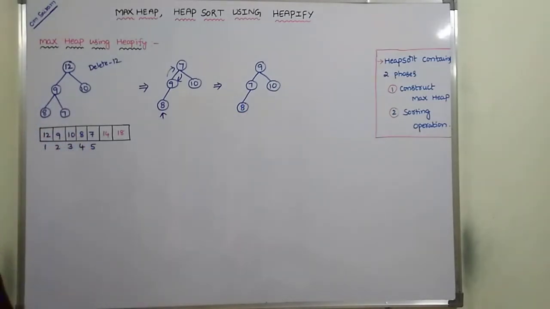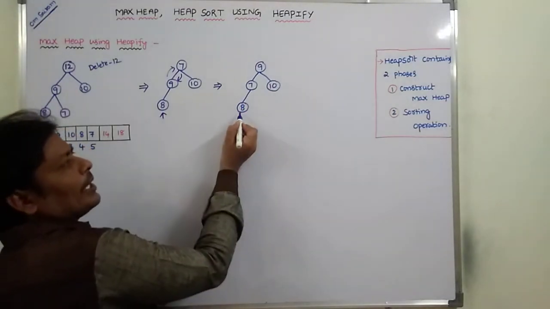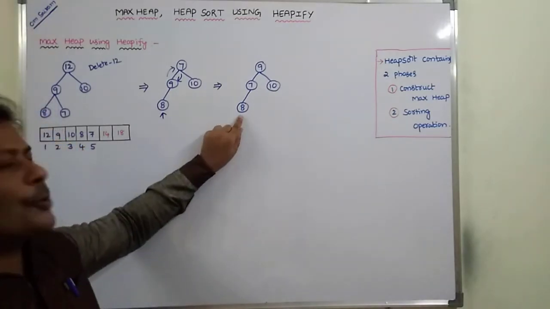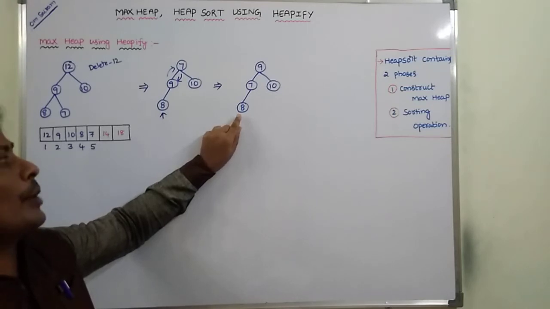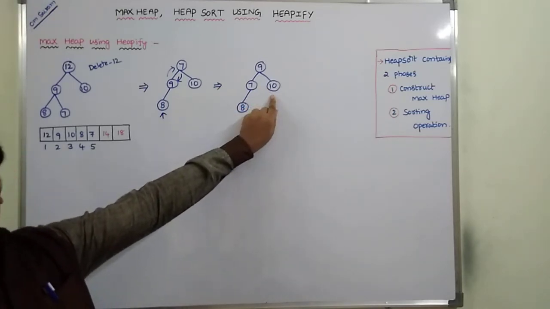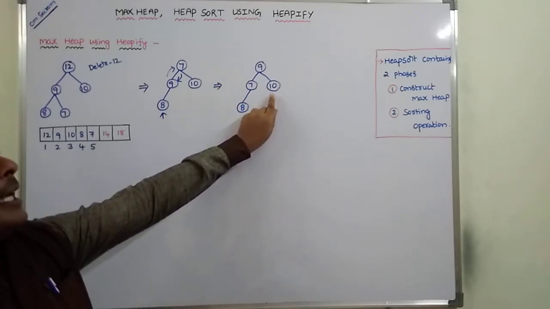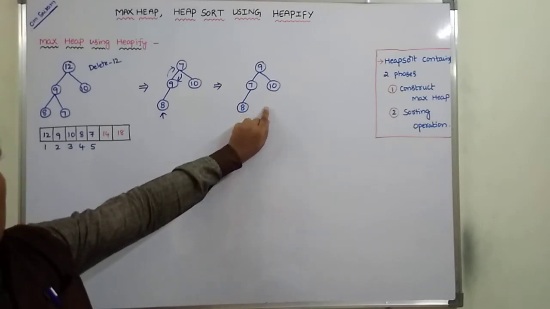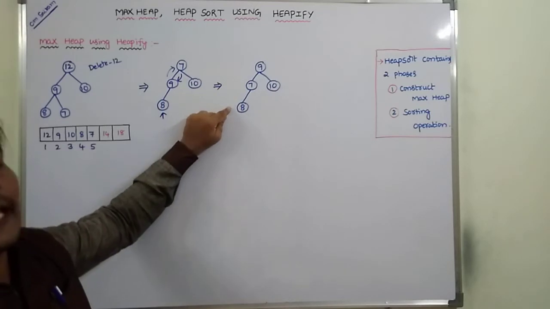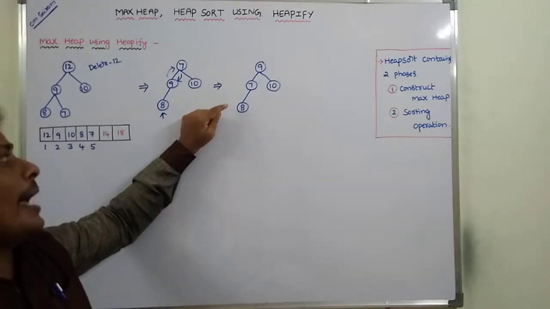Okay, so now again we start at this place. The last node is a leaf node, that is 8. So 8 is a leaf node, it satisfies the maximum heap property. Next go for 10. 10 is also a leaf node, it satisfies the maximum heap property. And 7 has only one left child, that is 8.